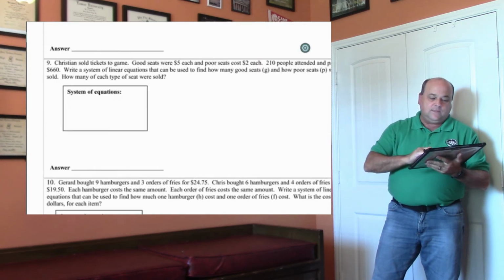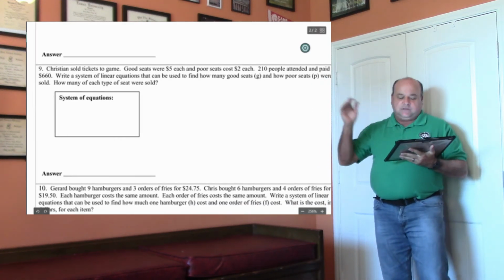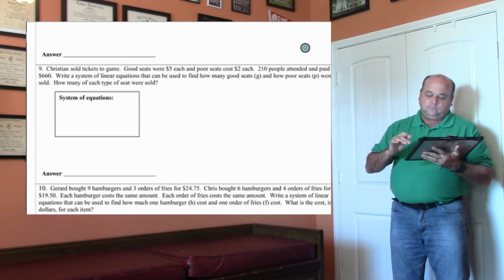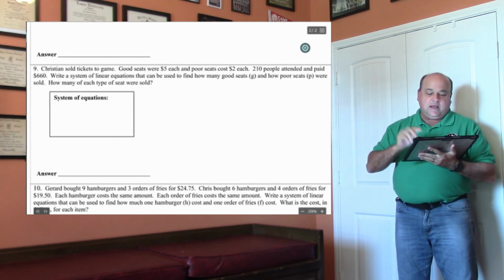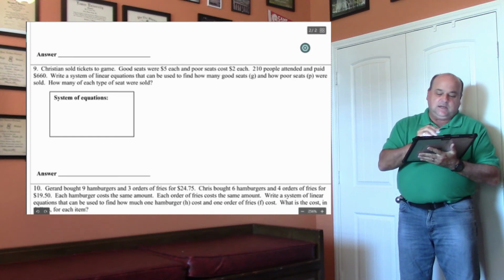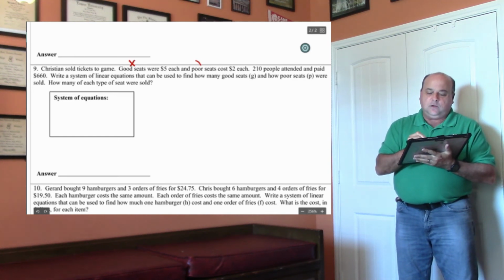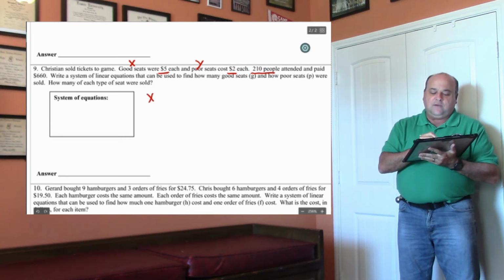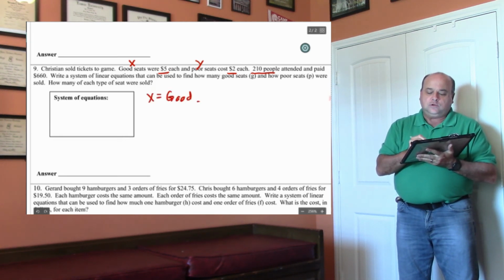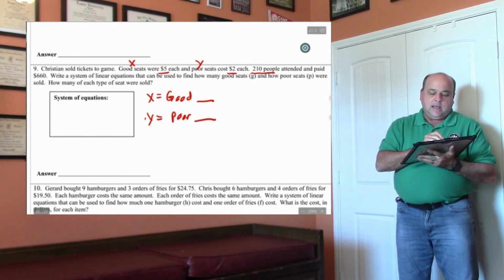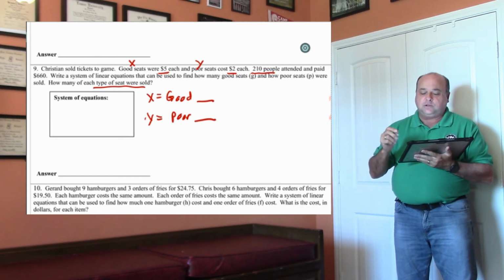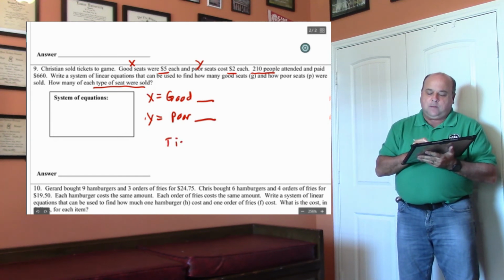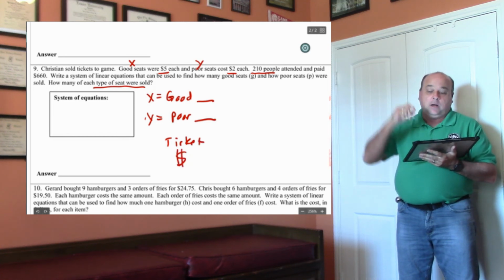I'm going to do number 9 for you, and that'll be it. Okay, so this is another ticket problem, right? We have good seats and we have bad seats. So I'm going to let x be the good and y be the poor, okay? And these were $5 and $2. 210 people attended. Same thing. So we have x equals good, draw a bar, y equals poor, draw a bar. How many of each type were sold? We want to know both of the numbers, right? Now remember, we're going to have a ticket problem and a money problem.